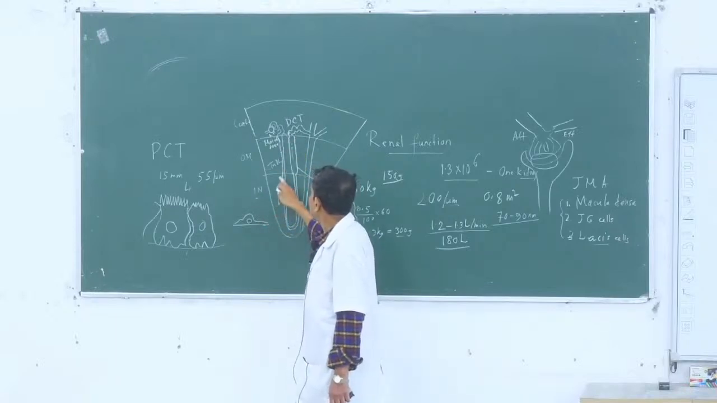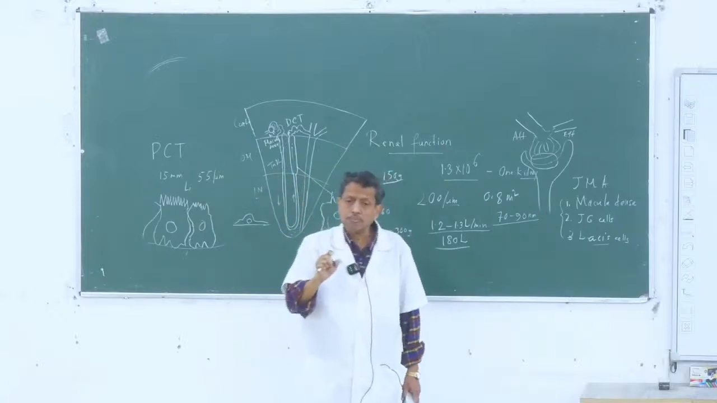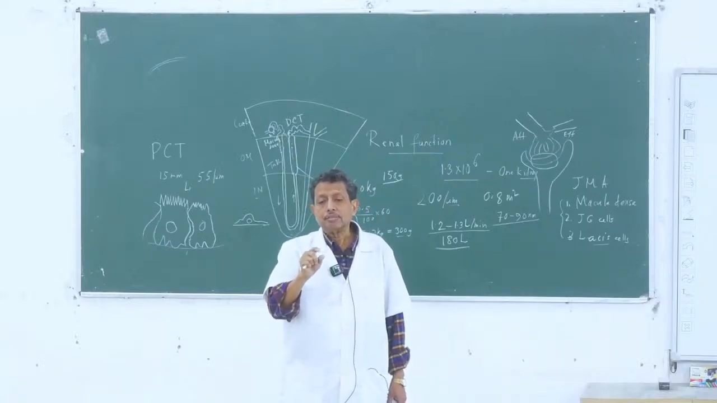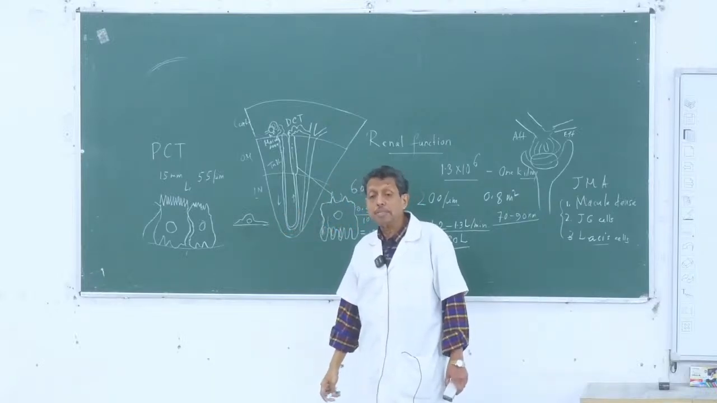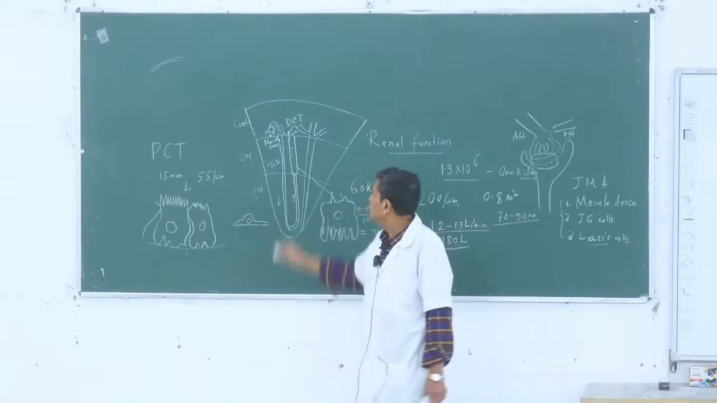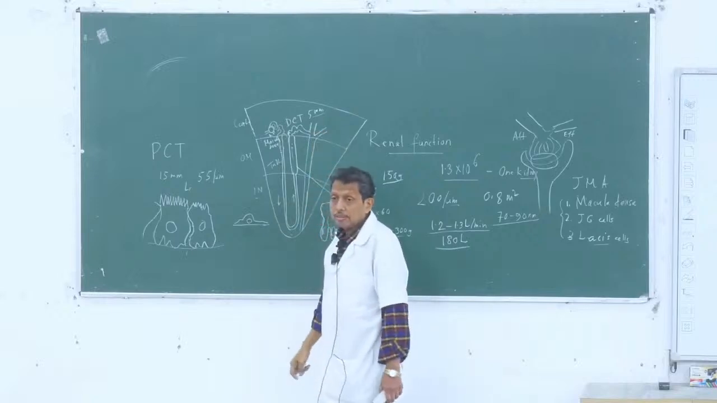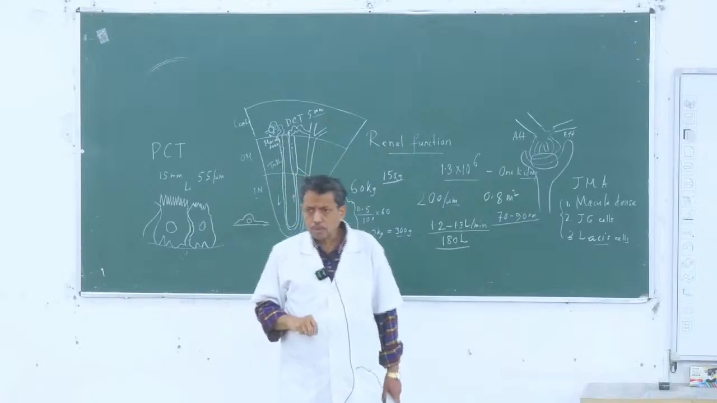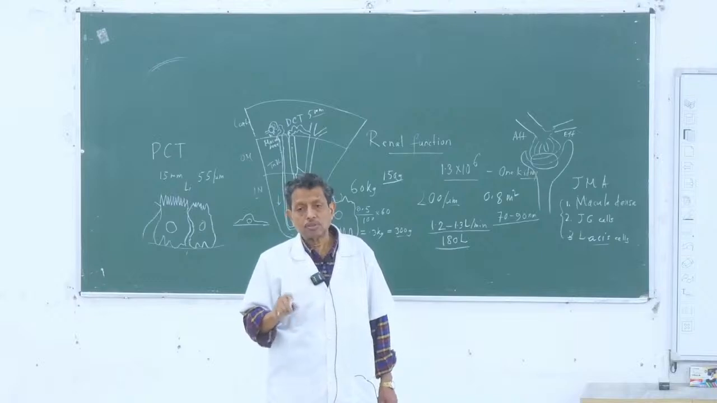The length of the loop of Henle varies. It is small in cortical nephrons, and in juxtamedullary nephrons it is long, 2 millimeters to 12 millimeters. The distal tubule is about 5 millimeters in diameter. They have some microvilli, but not as numerous as in the proximal convoluted tubule. They also have important absorptive functions.